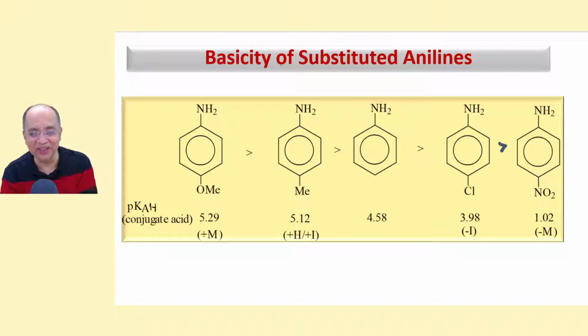A thicker greater than sign. And let's see how weaker is para-nitro. This is 3.98, this is 1.02, and aniline, the pKaH is 4.58. This is pKaH, that is, the anilinium ion pKa is this one. And we will continue to compare these base strengths from their pKaH values.